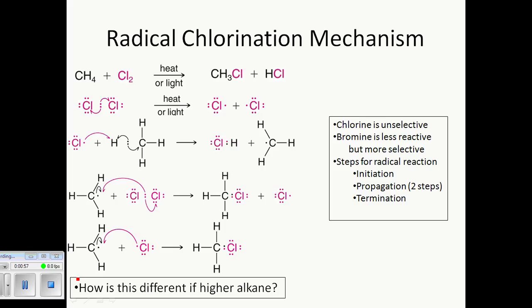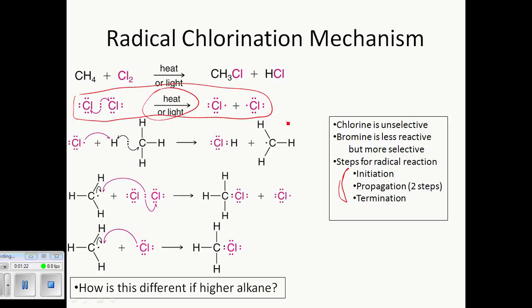So one of the first mechanisms to understand is this radical chlorination mechanism. So in general, you're going to have three steps, which are over here, for a radical reaction. Initiation step, which in this case is this first step right here, where you create a radical. Notice you have heat or light. And then you have a propagation step.